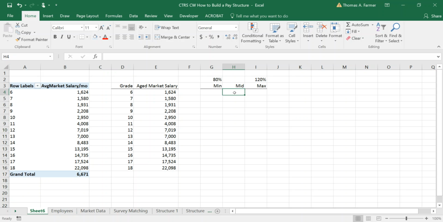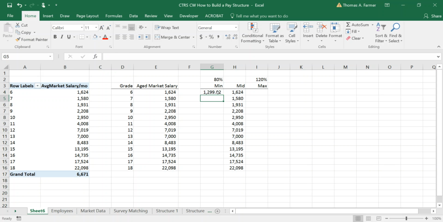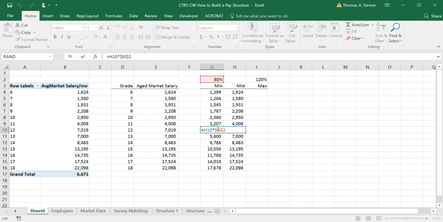All right, so the midpoint is going to be equal to the incumbent weighted average market value per grade. All right, so I can copy this down, no problem. The minimum is going to equal the midpoint times 80%. I'm going to hit F4 at this point because I'm going to copy that formula down like this, okay? And every one of those minimum values refers to the cell to the right and to the 80%.